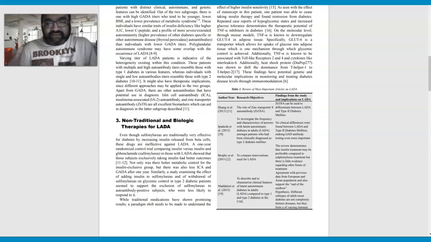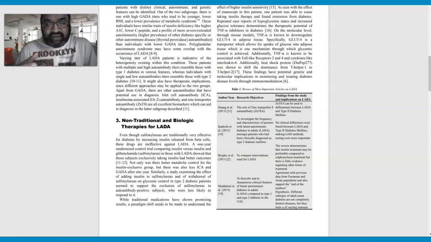Then we looked at some of the research articles, and you might find this a bit dated, but at the time that I wrote this article, it wasn't dated yet. Huang et al. looked at the role of zinc transporter and autoantibody. The zinc transporter can be used to differentiate between LADA and type 2 diabetes. Very important distinction. And these autoantibodies should actually be common practice to look after.